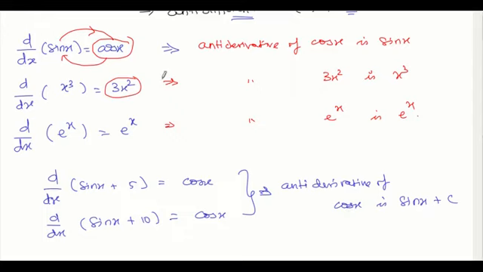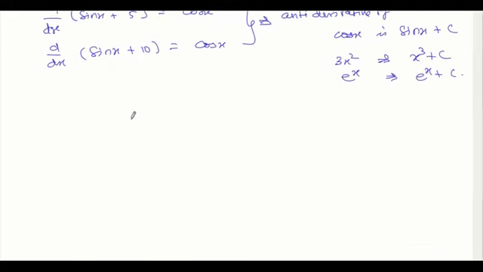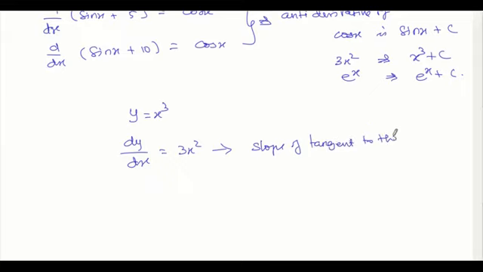Similarly, the antiderivative of 3x square is x cube plus some constant. Antiderivative of e power x is e power x plus some constant. Now, if y equal to x cube is the equation of a curve, it is differentiated, dy by dx is 3x square, which means the slope of the tangent to the curve.